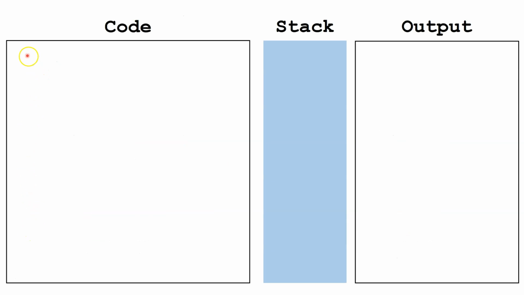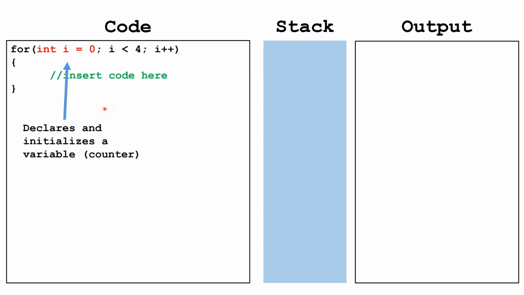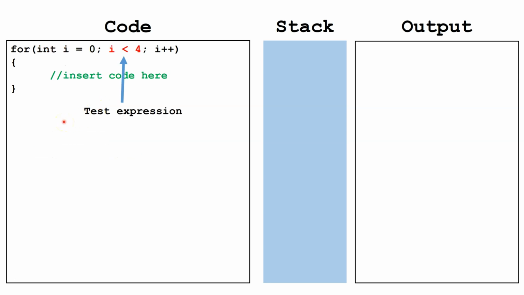Let's start by declaring a for loop. The header of the for loop has three parts. The first part declares and initializes a variable that acts as a counter. The second part, the test expression, checks to see if the for loop will continue. Finally, the update for the variable will happen at the end of each cycle of the for loop. In this case, i will be incremented by 1. Let's add some code inside the body of the loop. In this case, we're going to print out the value of the counter variable i.